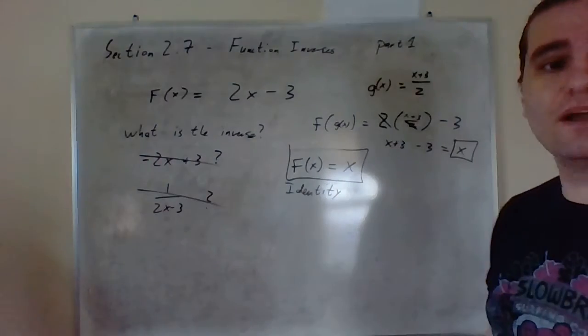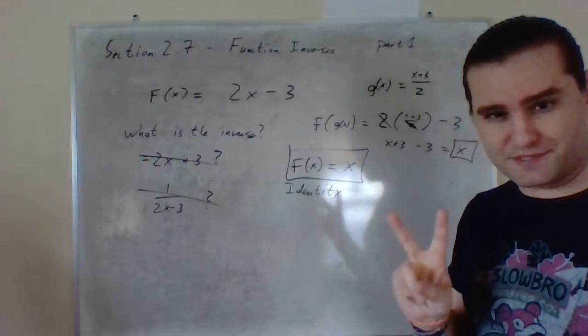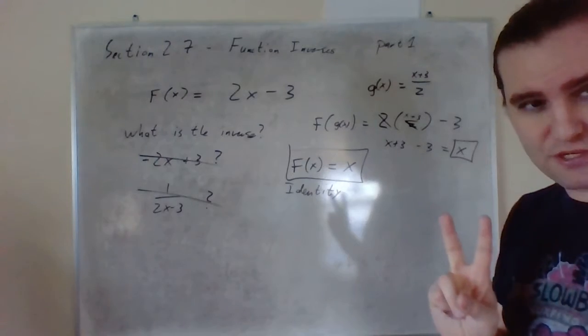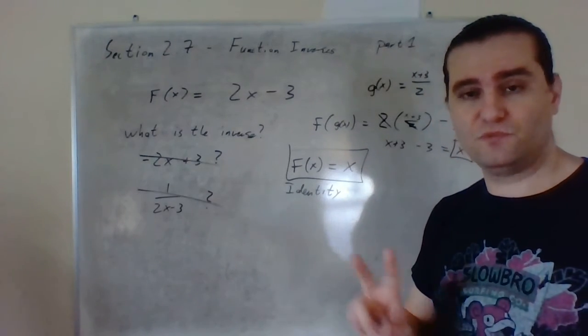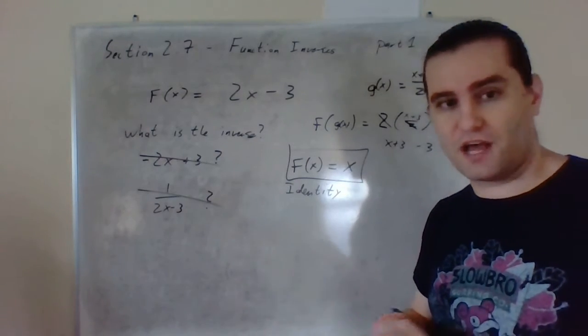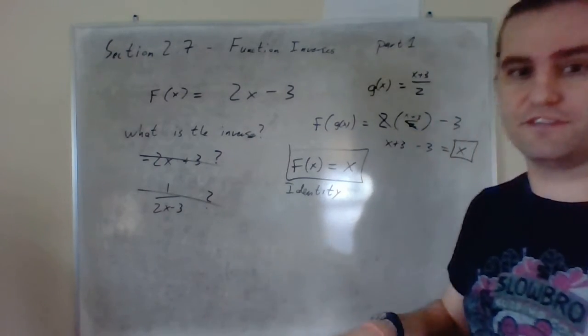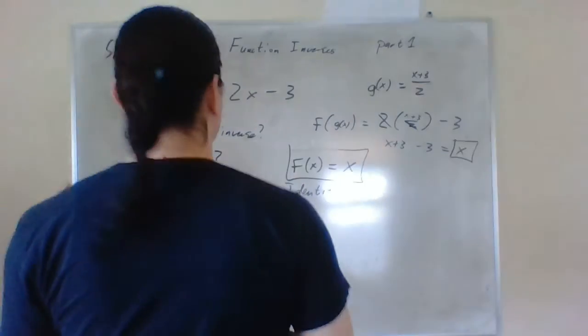That's what's going on here. The slightly tricky part is we kind of have to do it twice. In section 2.6, we talked about how function composition is not commutative. So f of g of x is not always the same thing as g of f of x. So if we want to verify that something is the identity, we got to do it twice.